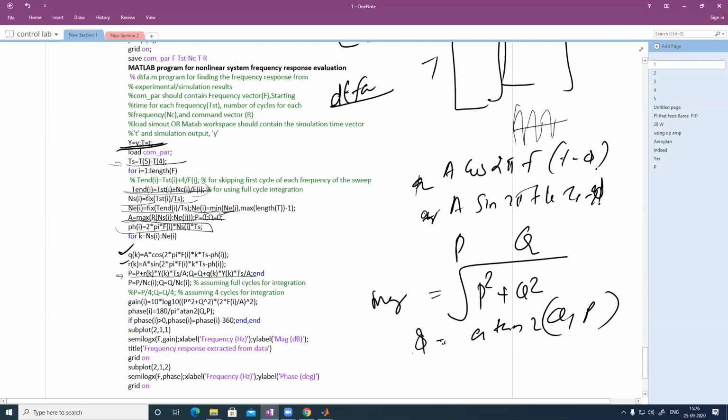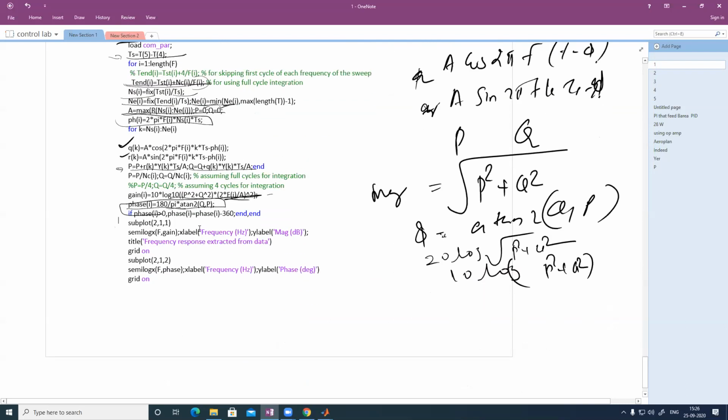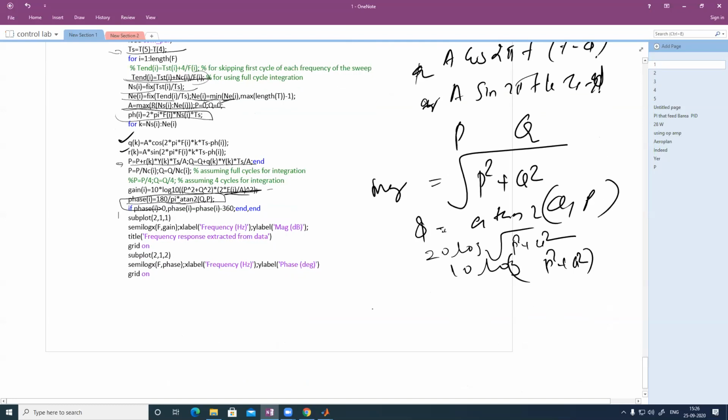So the magnitude plot you have to plot with 20 log root p square plus q square. So that will be 10 log of p square plus q square multiplied by this value. So the output by input term is coming here, and phase is 180 divided by pi into a tan 2 of q comma p. And now you have to plot this in a semi-log graph.